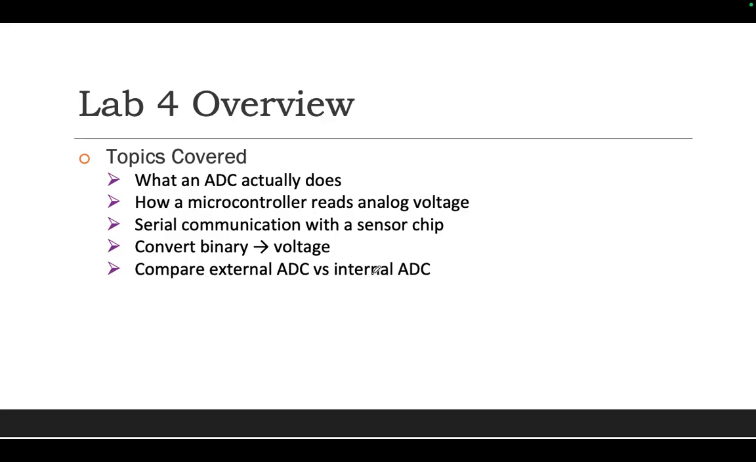Okay, let's try to review today's lab. For lab 4, what we will cover: what an ADC actually does, and you will tell me after this lab, and how a microcontroller reads analog voltage. Actually, like I said, the microcontroller only gets the digital signal, am I right? But how can the microcontroller read the analog voltage? And then serial communication with a sensor chip.